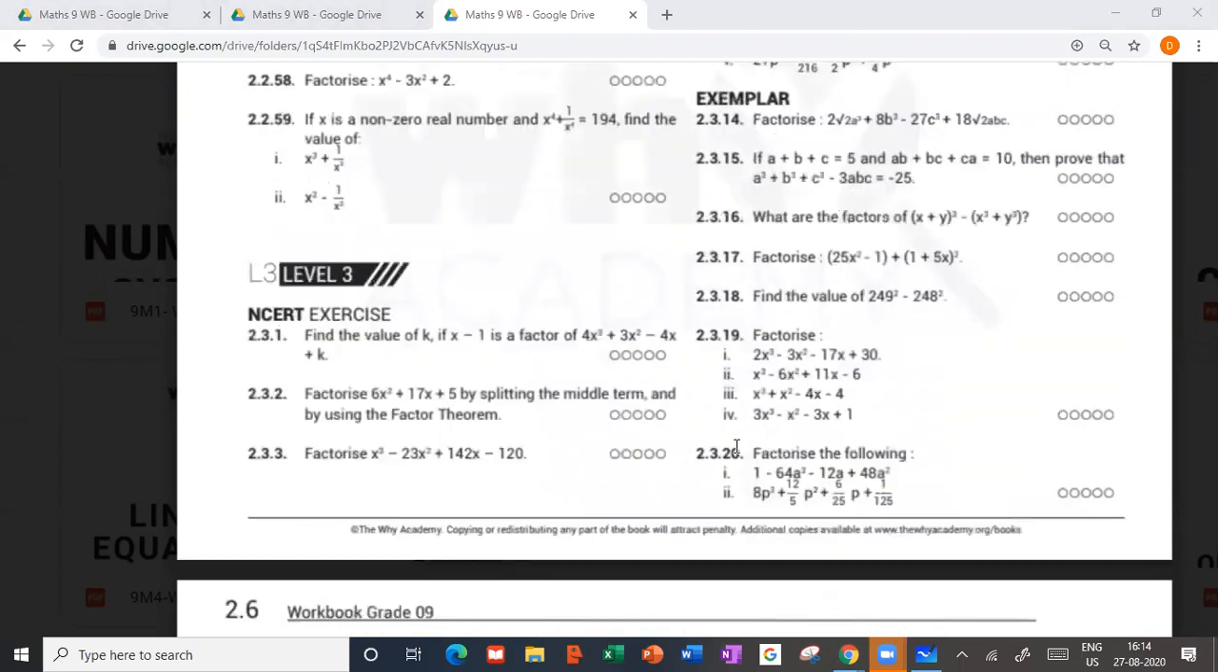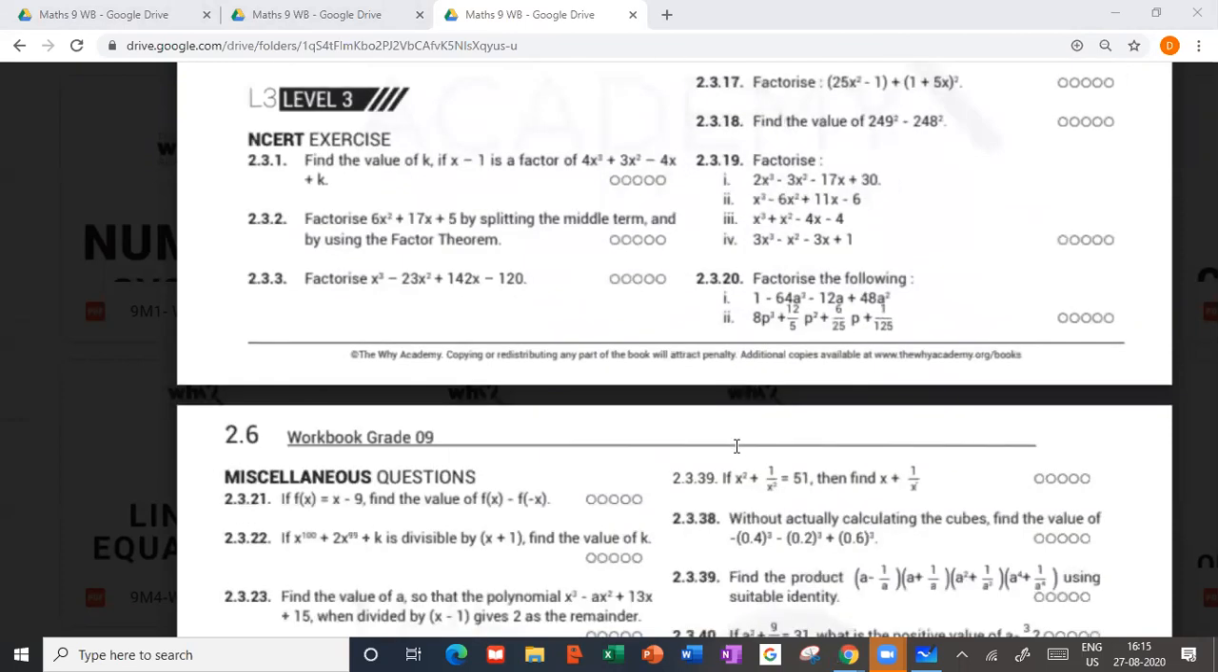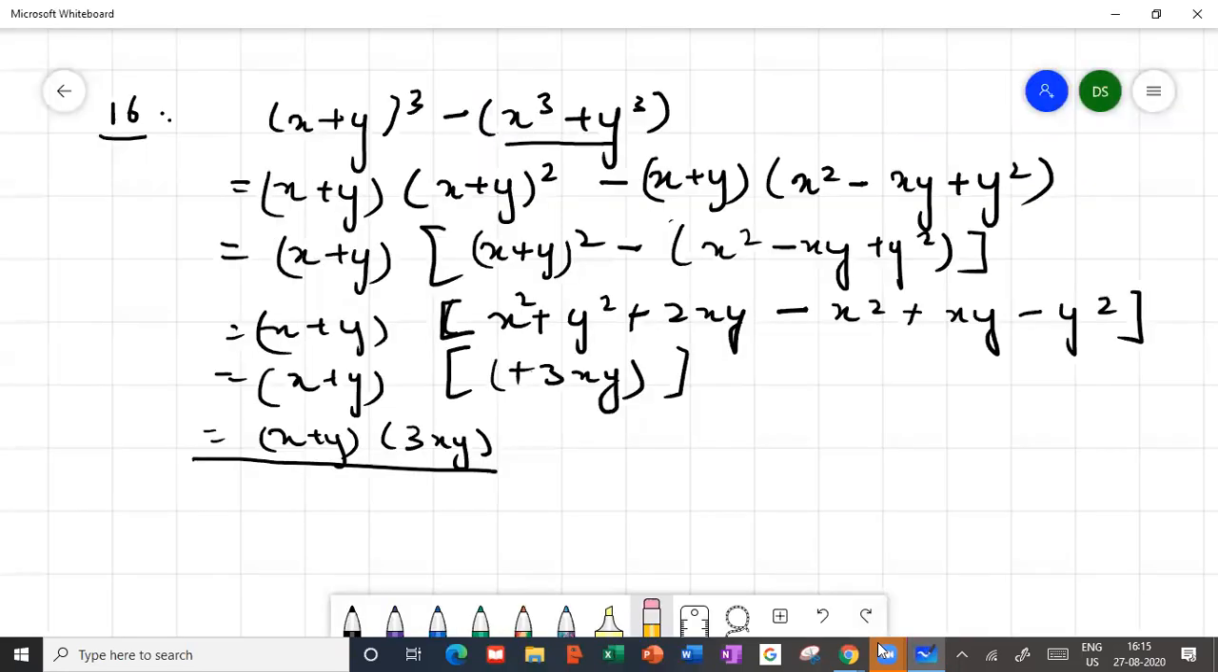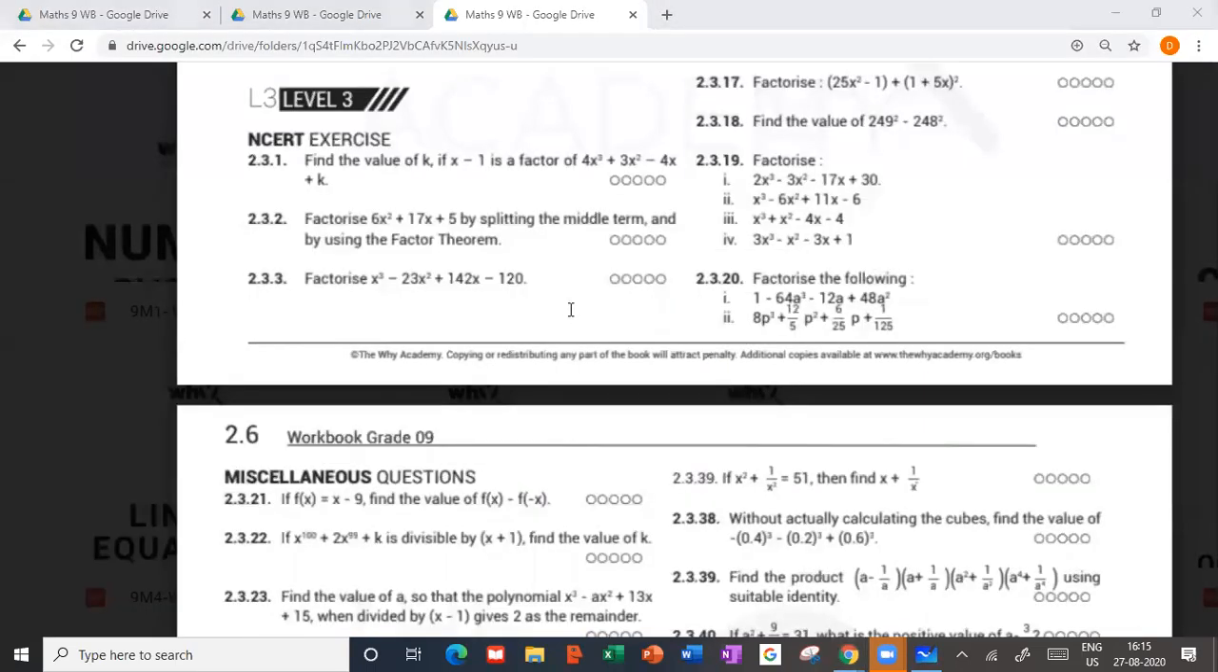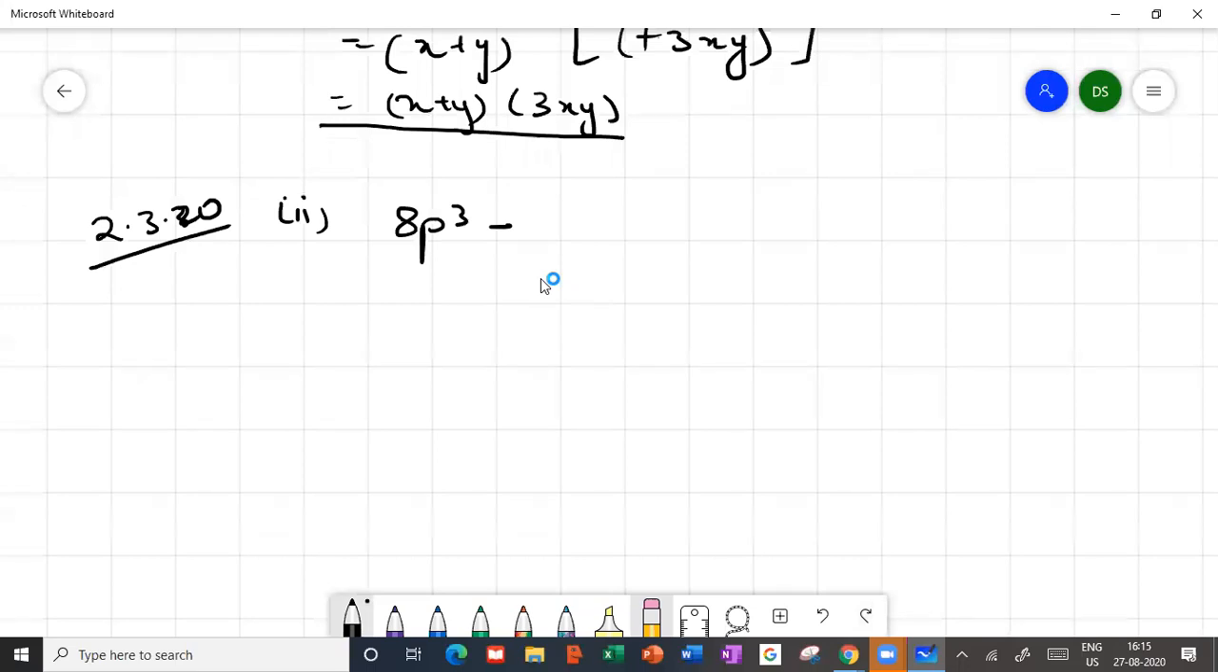2.3.20. Okay, the second one. Acha, interesting. 8p cube minus plus 12 by 5. Okay, plus 12 by 5.